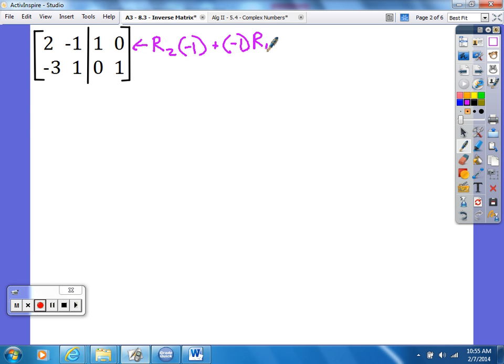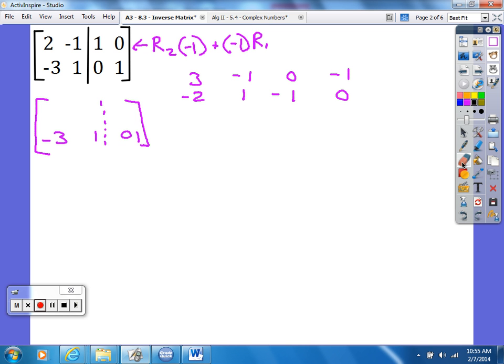Okay? So I'm going to multiply this by negative 1. 3, negative 1, 0, negative 1. And I'll multiply row 1 by negative 1. Negative 2, 1, negative 1, 0. That's like my workspace right there. Okay? So now I get to rewrite it. This is still a negative 3, a 1, a 0, and a 1. Okay, let's make that 0 and the 1 a little nicer, right? If I add these, I get 1, 0. Oh, look how nice that was. It automatically made that 0, didn't it? Negative 1, negative 1.